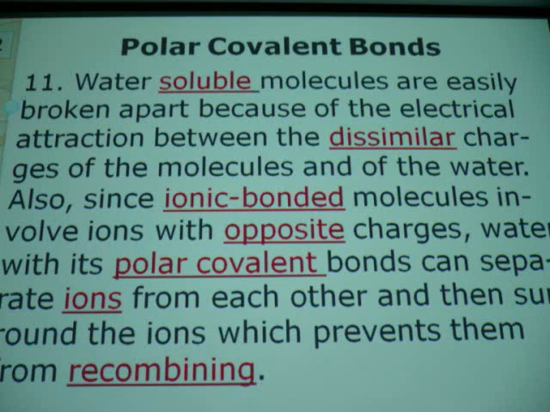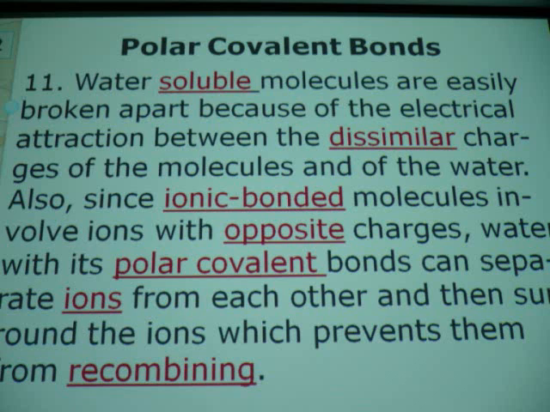Any other polar covalent substance will be broken. Remember the ions? Like salt, sodium chloride? That's an ion. You drop it in water, the polar covalent properties of water will get in there and pry those two apart, and then it will circle the sodium, it will circle the chlorine, so they can't get together again. That's how you make salt water. You dissolve salt into it.